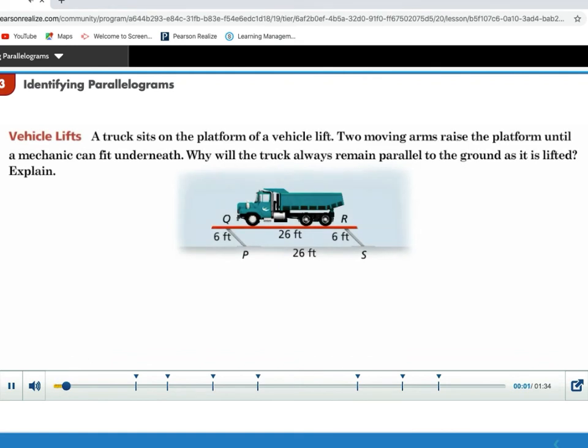In this problem, you will identify parallelograms. A truck sits on the platform of a vehicle lift. Two moving arms raise the platform until a mechanic can fit underneath. Why will the truck always remain parallel to the ground as it is lifted? Explain.